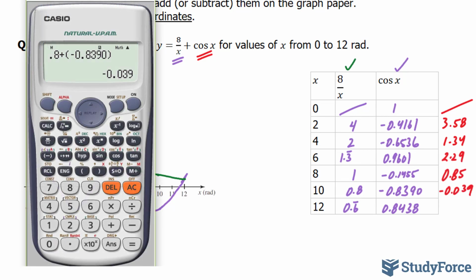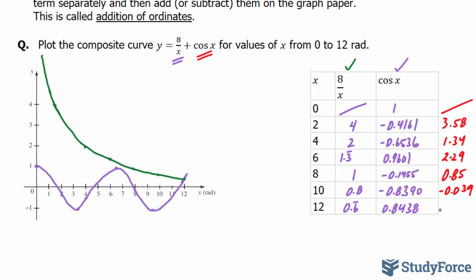And finally, 0.666 repeating plus 0.8438 gives us approximately 1.51. So let's go ahead and graph these. At 2, we have 3.58. That extends up to here.